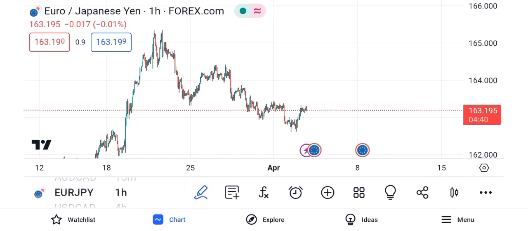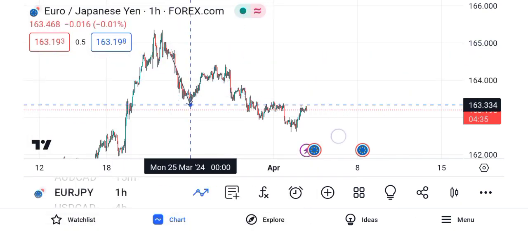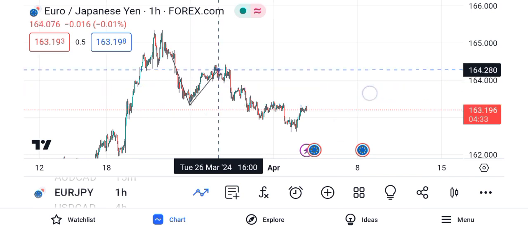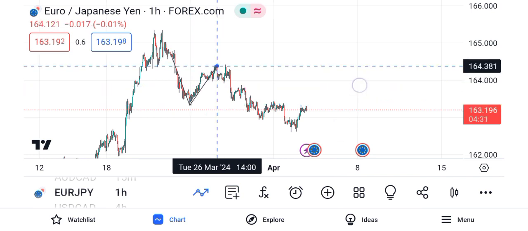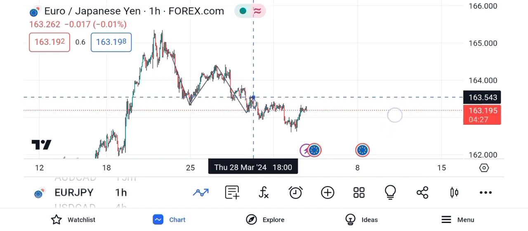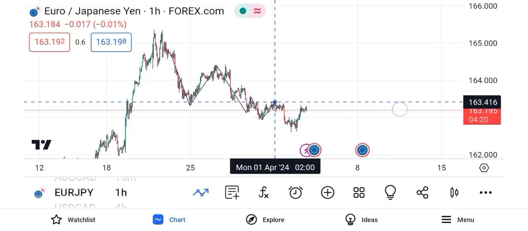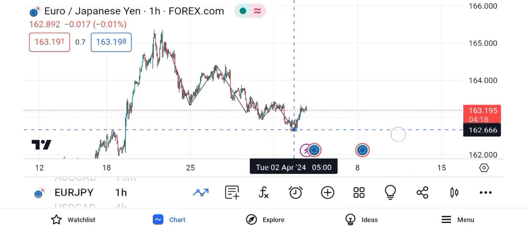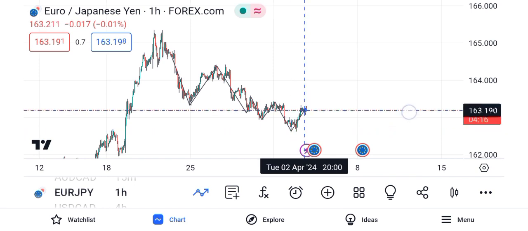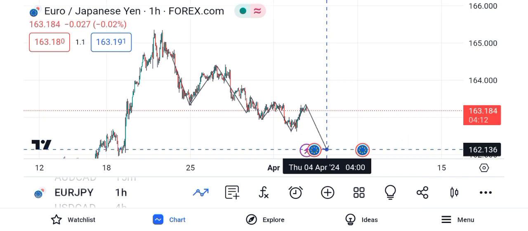So now taking our pen tool, we have this impulsive move here, right? Then we have this retracement up to this point here. Then we have this impulsive move to this point here. Then another retracement to this point here. Then an impulsive move to this point here. Then a retracement to this point here. Then another impulsive move. Then a retracement. So it's likely that price will continue with its downtrend in that order.